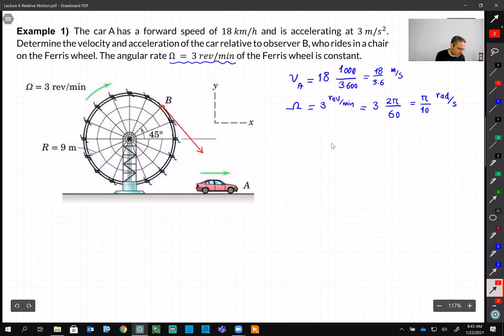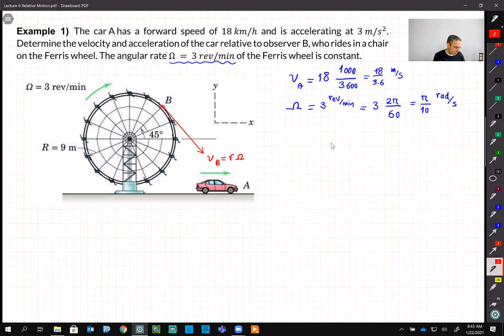Like this vector, right? It's a circular motion, and you saw it from the last lecture. In a circular motion, the velocity is simply r multiplied by omega. So Vb is equal to r omega. Do we know r? 9 meters. And do we know omega? Yes, we just found it. And what's the unit? Meter per second.